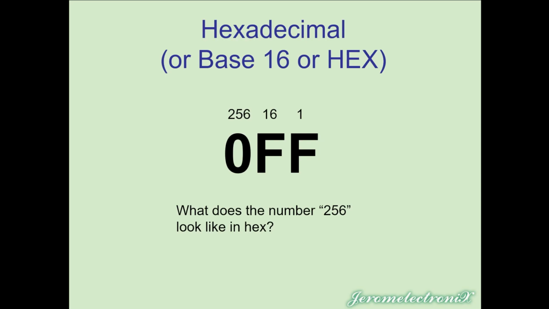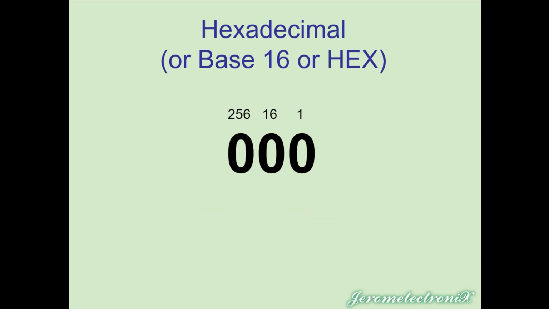Think about that for a minute. What does it look like? Well, we've maxed out those 2 columns, so we increment the next left column and start over in the columns that ran out. It's going to look like 100, but it's not. Its value is 256. Okay, so I understand that.